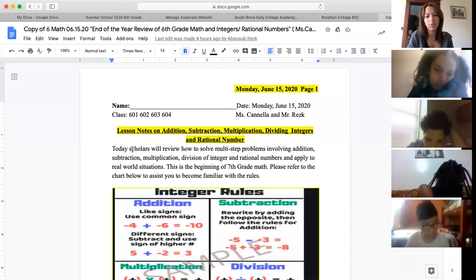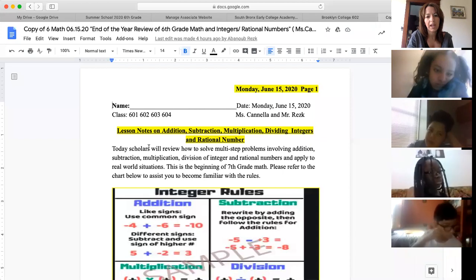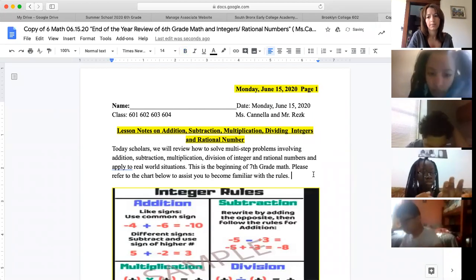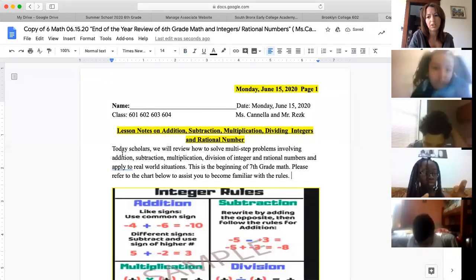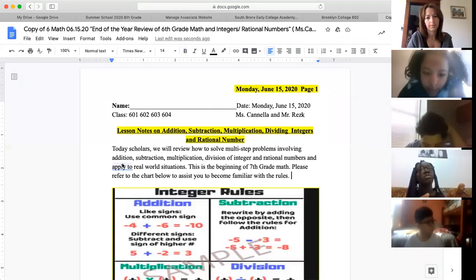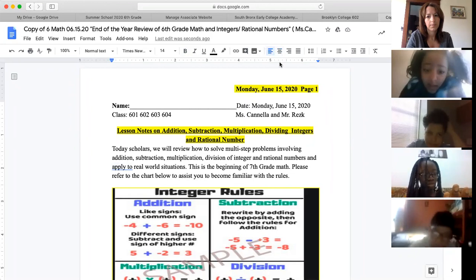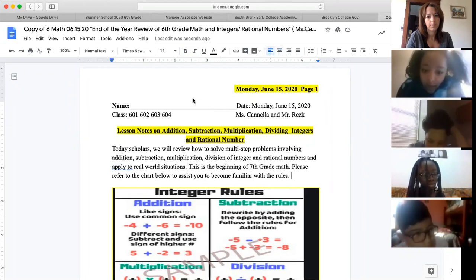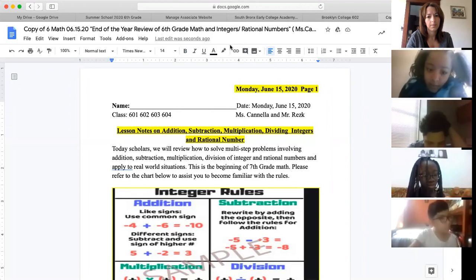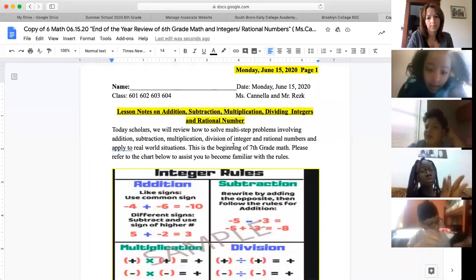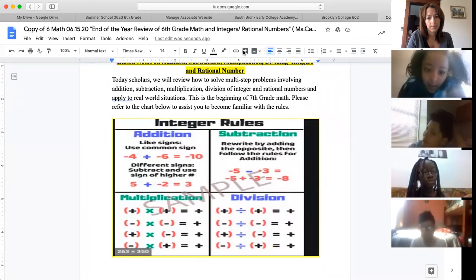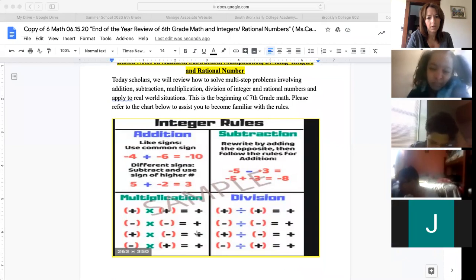So Miss Demelisa, can you read where it says lesson notes today? Today's scholars will review how to solve multi-step problems involving addition, subtraction, multiplication, and division of integers and rational numbers, and apply them to real-world situations. This is the beginning of 7th grade math. Please refer to the chart below to help you become familiar with the rules. Awesome. So we're going to now go over the rules. Tammy, you know what you're going to do for me. You're just going to flip the page.